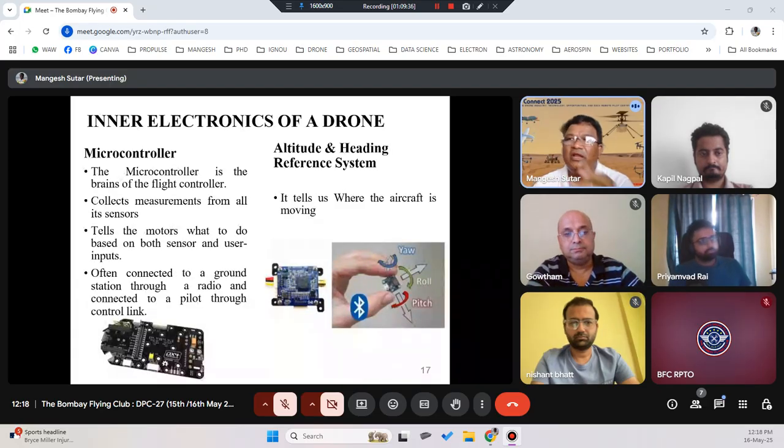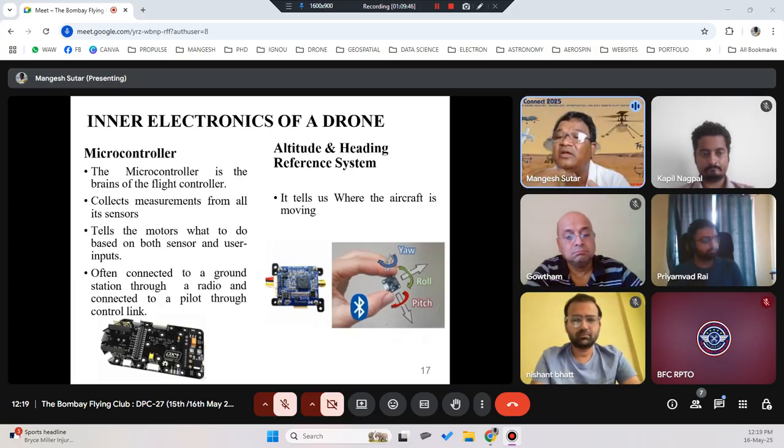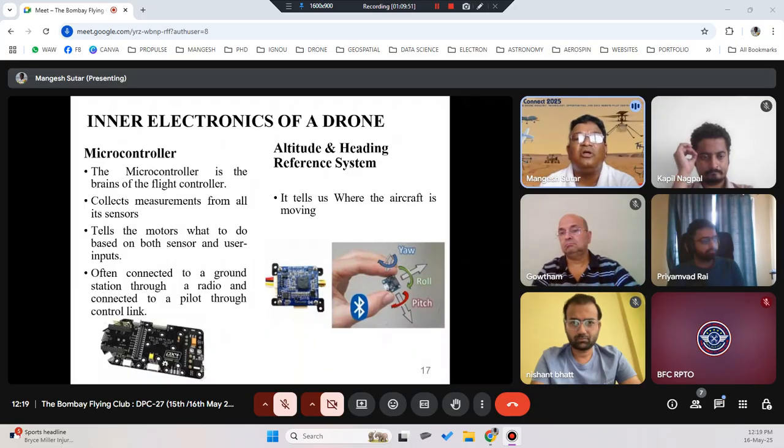Let's move ahead quickly. So the microcontroller is the brain of a flight controller. When you see a flight controller, it is a big package device. The flight controller might have a microcontroller, and there could be a lot of other circuitry also within that flight controller. So the microcontroller is the brain of a flight controller. It's like a CPU.